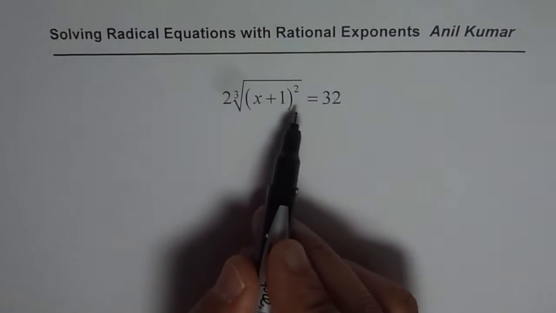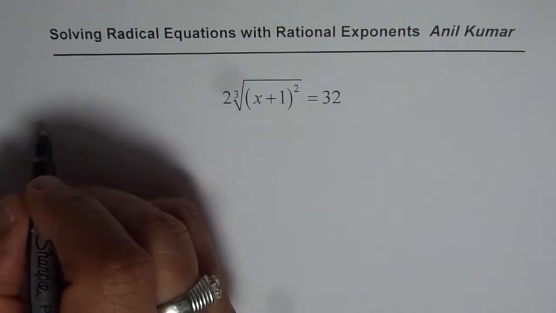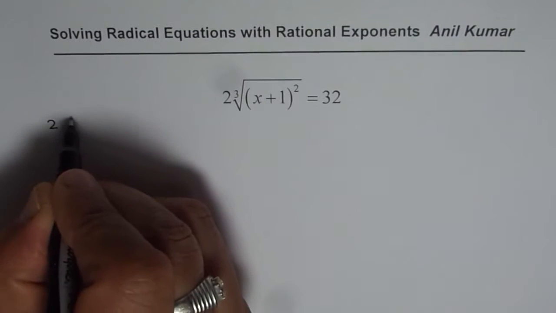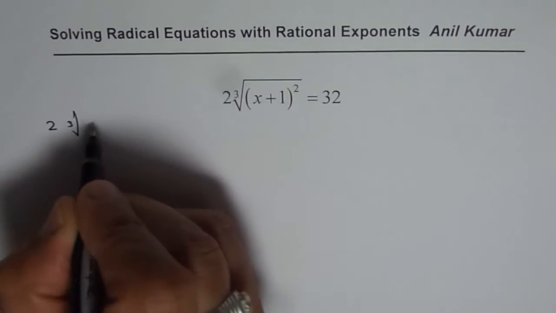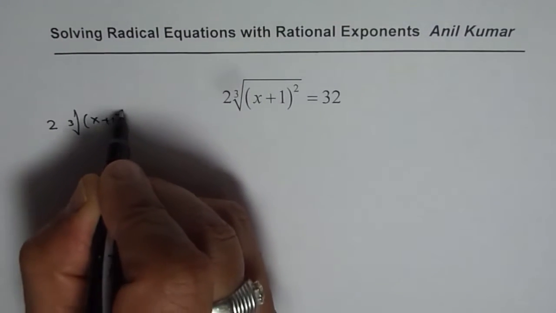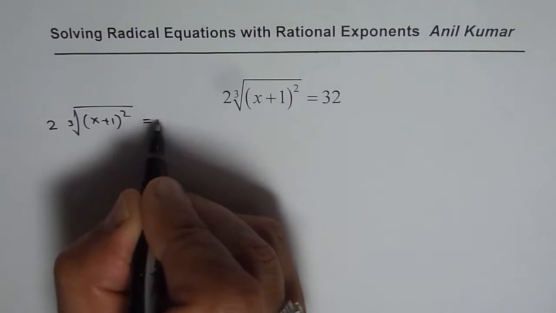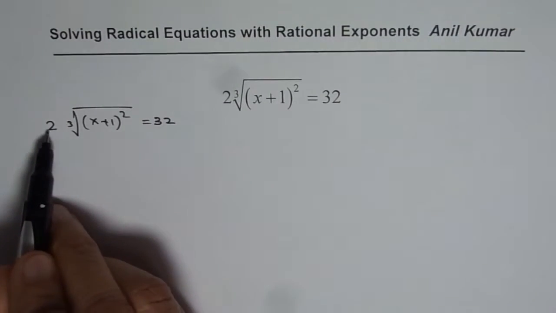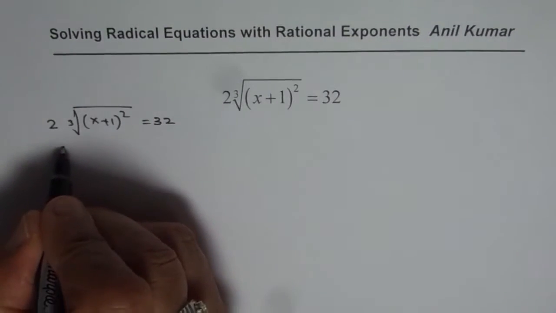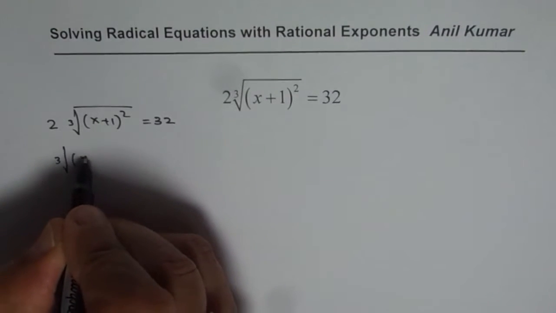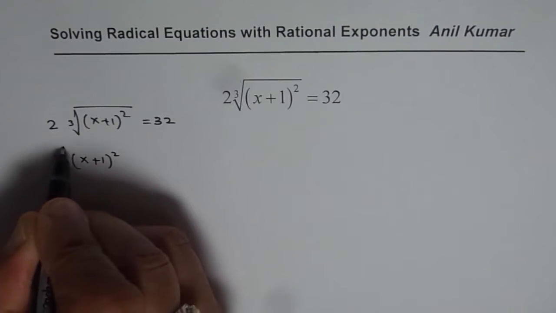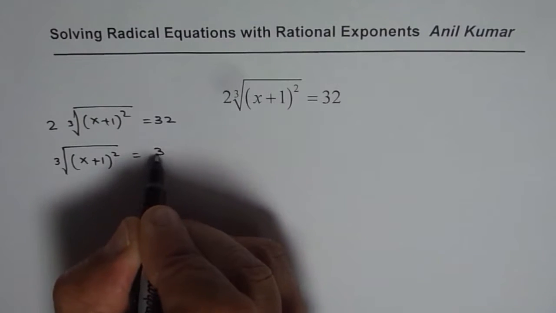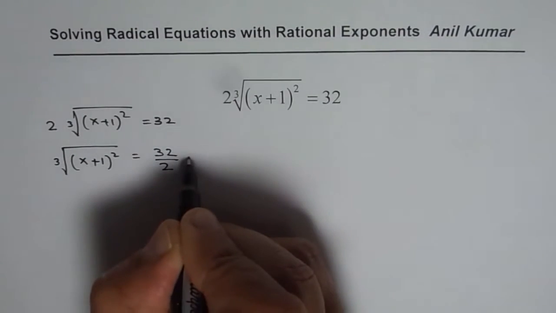Let us rewrite this and then solve. So we have 2 times cube root of (x plus 1) whole squared equals 32. As a first step, let's divide by 2. So we have cube root of (x plus 1) whole squared equals 32 divided by 2, which is 16.